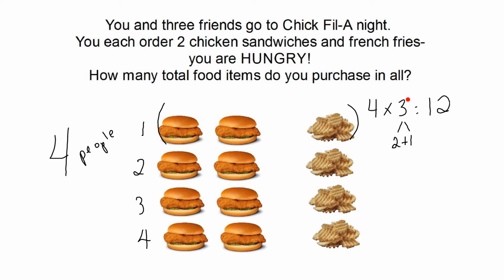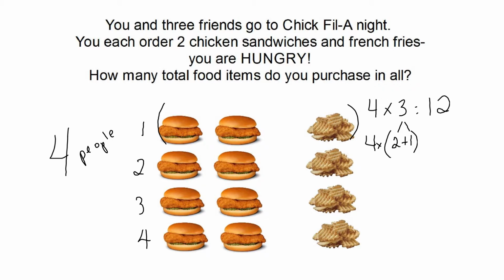So remember, we just talked about how the distributive property allows us to break one of our factors, which are these 2 numbers, into 2 numbers and then multiply them. So what we did was we said, okay, there are 4 people and they're each going to get 2 chicken sandwiches and 1 waffle fry.